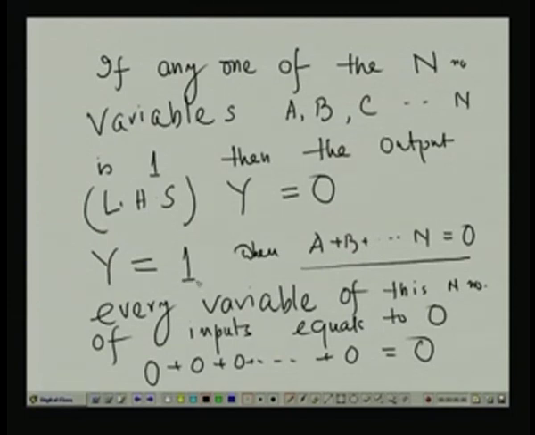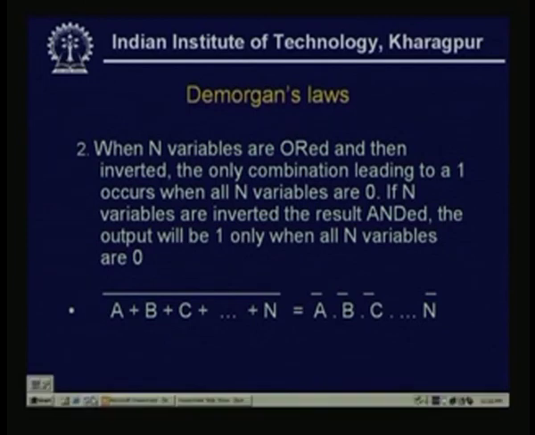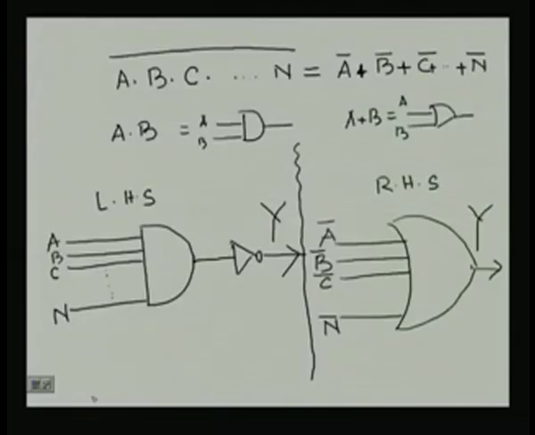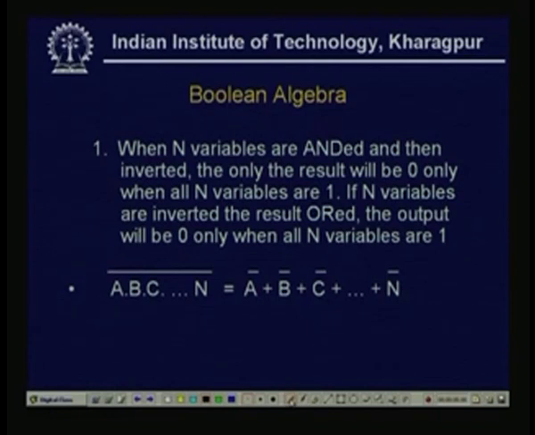And similarly, if we see our first rule, when n variables are ANDed and then it is inverted, it is ANDed first, then it is inverted, and it will be the same as that of OR, n input OR of the inverted variables.